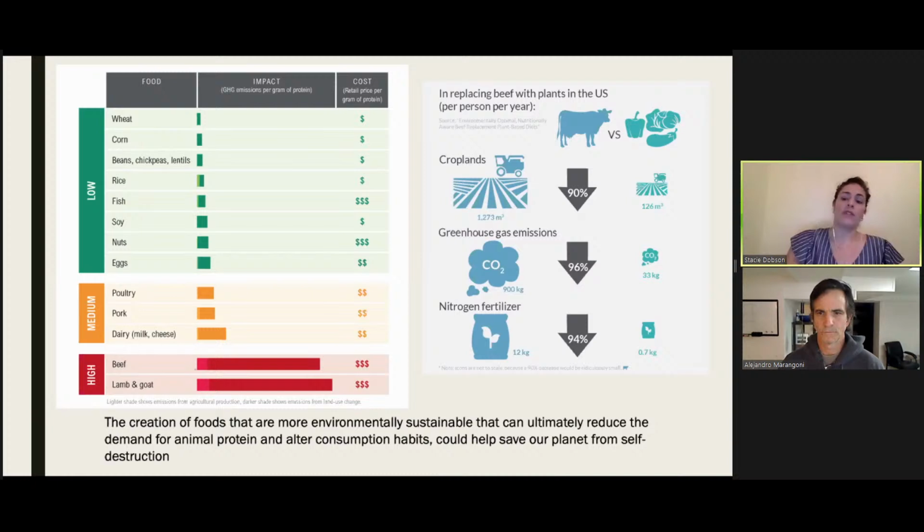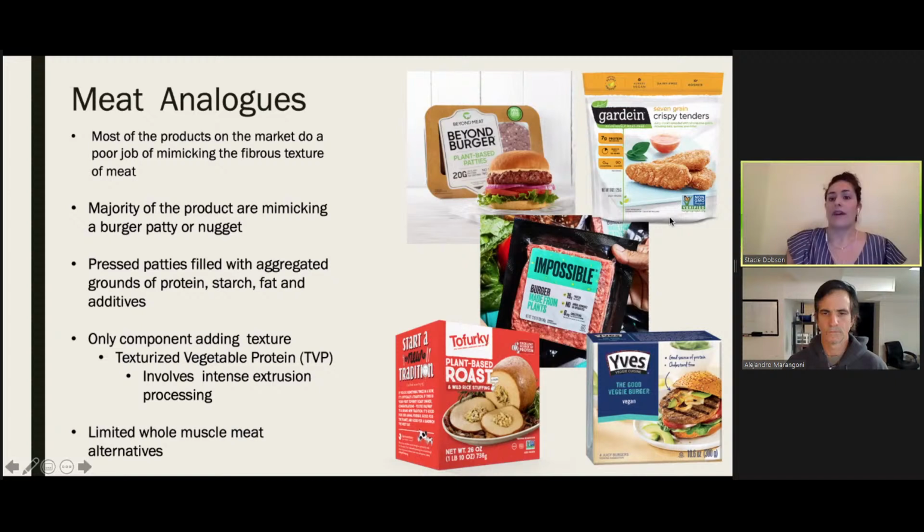There are products on the market that do this. The meat analog industry is growing. We have the Beyond Burger, the Impossible Burger, and all sorts of plant-based nuggets. Tofurky has been in the industry for a while. While these are all great alternatives, the problem is that none of these are whole muscle meats. There's no steak, there's no chicken.